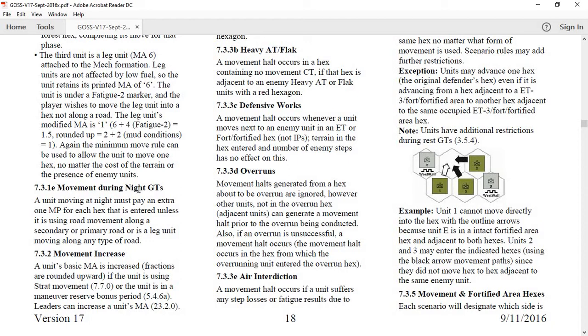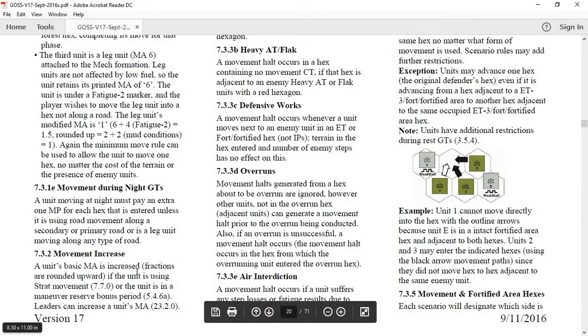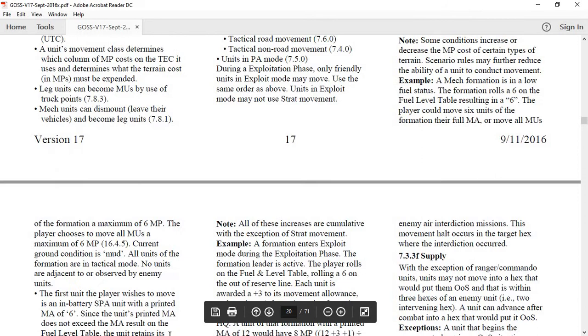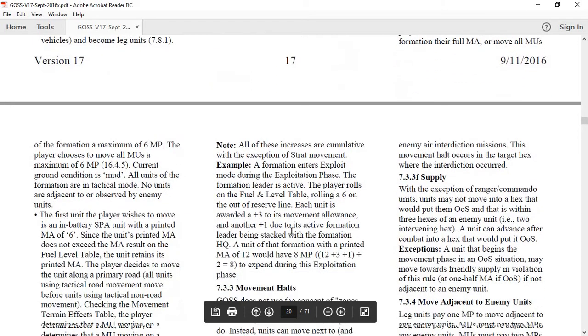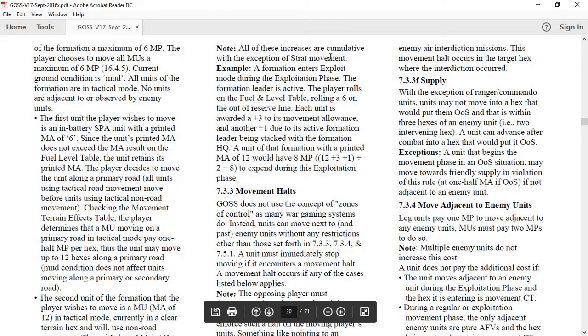Movement during night game turns. A unit moving at night must pay an extra 1 MP for each hex that is entered, unless it is using road movement along a secondary or primary road, or is a leg unit moving along any type of road. Movement increase. A unit's basic MA is increased, fractions are rounded upward, if the unit is using strat movement, or the unit is in a maneuver reserve bonus period. Leaders can increase a unit's MA. Not all of these increases are cumulative, with the exception of strat movement.